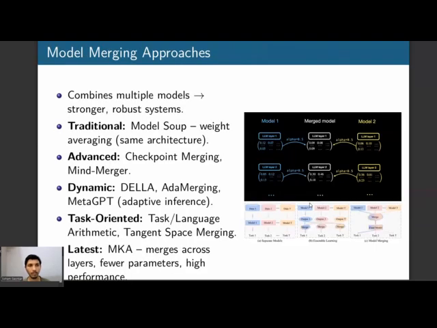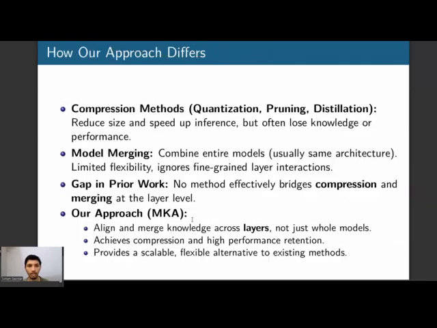Now, the more recent approaches are model merging techniques, and the most basic one is model soup, where we have multiple fine-tuned models, and we just take the weighted average of these models to create a merged model. And there are more advanced and dynamic methods such as DELLA, checkpoint merging, and tandem space merging.